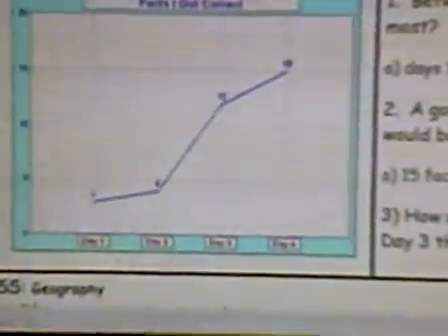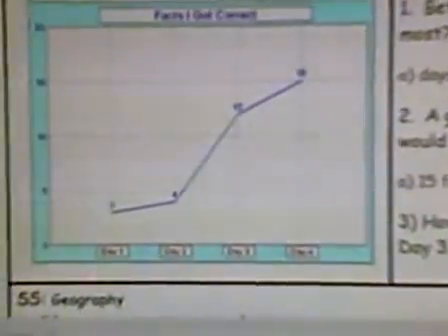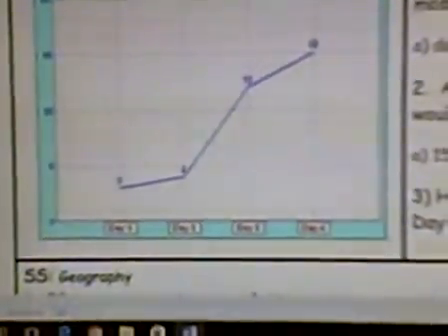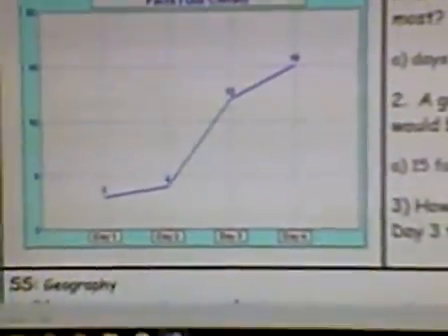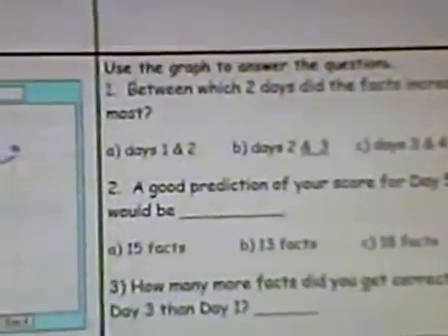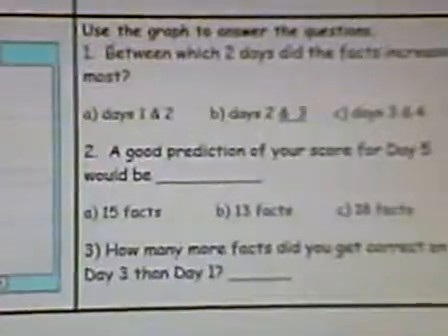A good prediction of your score for day 5 will be, well, if I'm looking at my graph, I'm noticing that overall the graph has always gone up, at least by 1. So I can eliminate B because B says it's decreasing. And because I know it's always gone up by 1, it can't be A because that means it would stay the same. So my best prediction for this would be 18 facts because it's steadily increasing.